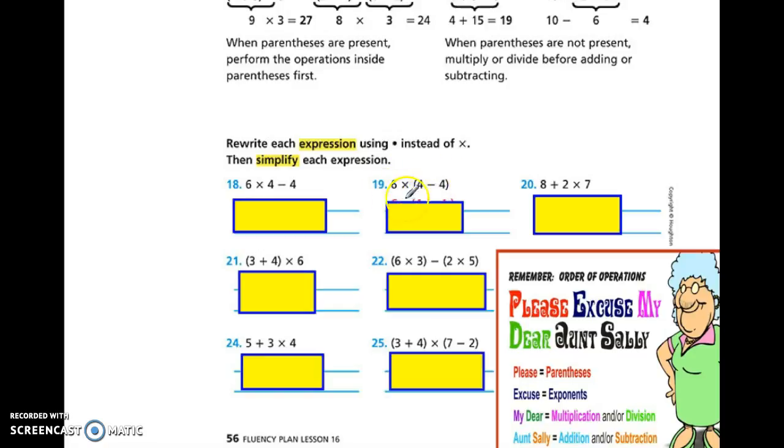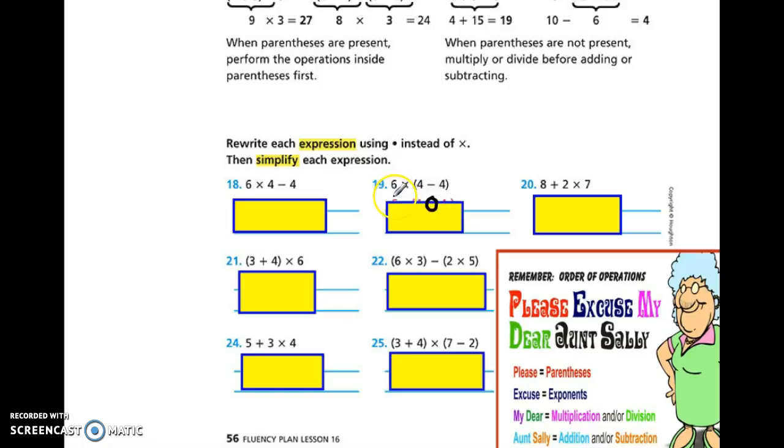All right, so look at this problem. First thing, please, parentheses. Do I have any parentheses? I do, I have parentheses, so I have to do those first. So 4 minus 4 is 0. And yes, there was subtraction, which is way at the bottom, but because it was in parentheses, I do it first, because parentheses always, always, always go first.